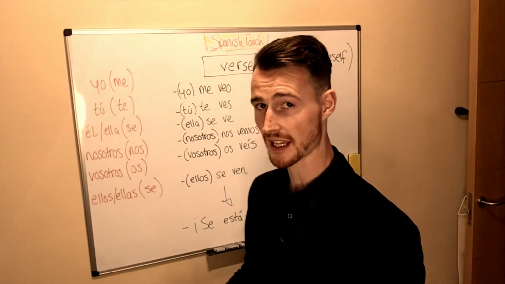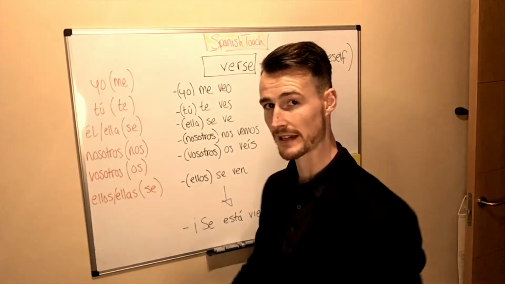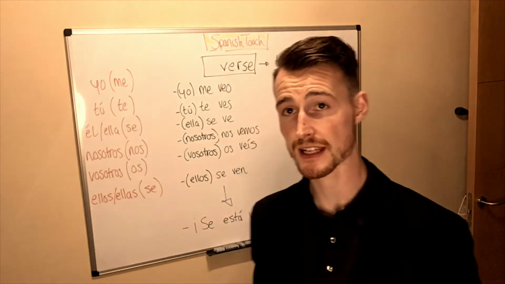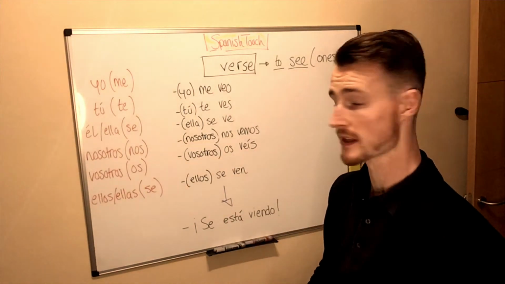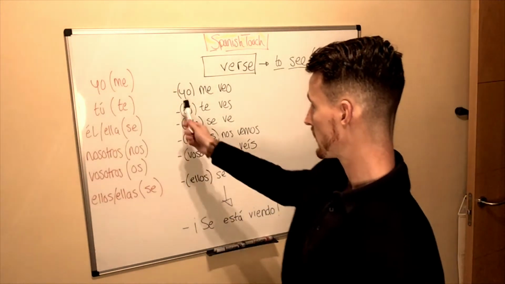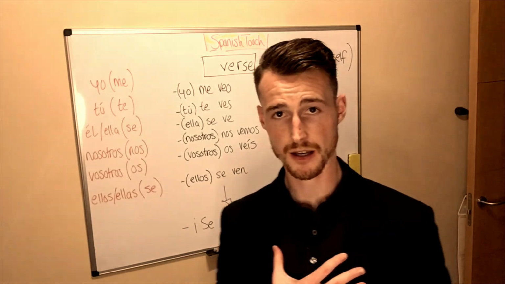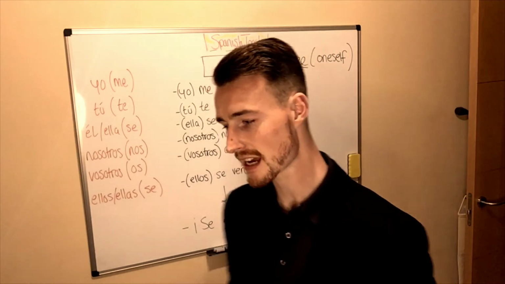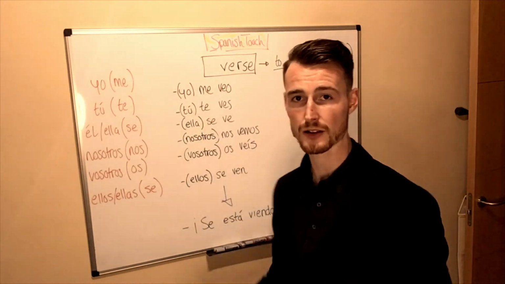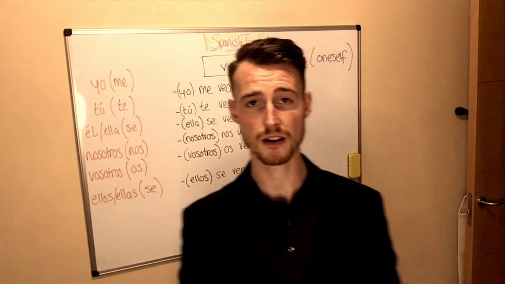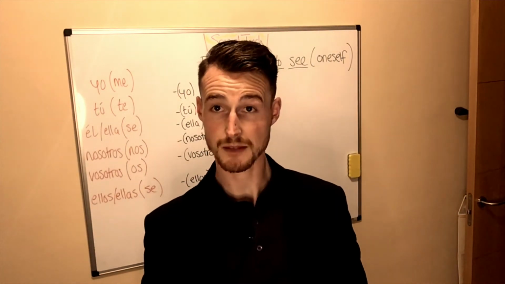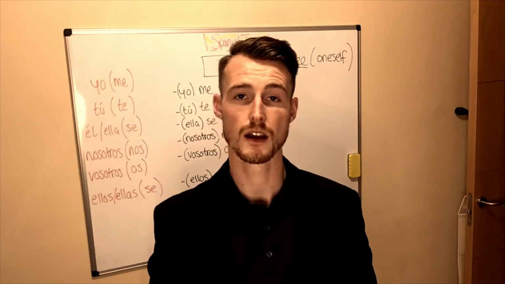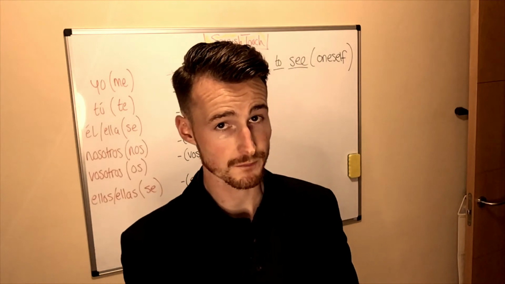The verb today is verse. Not a difficult verb, is it? Verse means to see oneself. Now, I've put here with the yo, which is the first person, I see myself. Absolutely, you're correct. I see myself would be yo me veo. Okay, imagine you're looking in the mirror and you see yourself. I'm seeing myself now in the camera. Yo me veo.